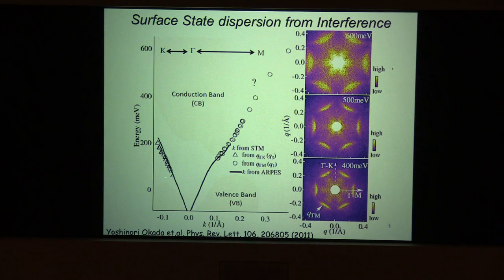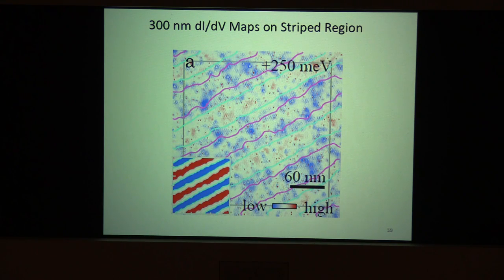And actually, this line here is the ARPES-measured dispersion along two different directions, and these dots are what you get from STM. You can only get data at higher energies, okay? But it matches the ARPES really well. Okay, now let's go to the striped region.